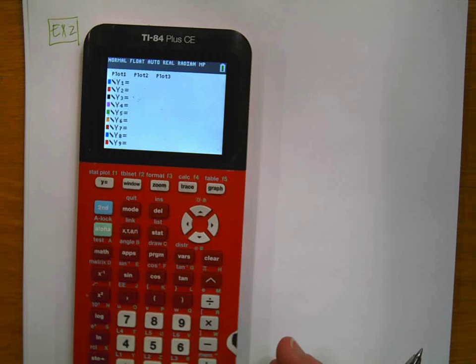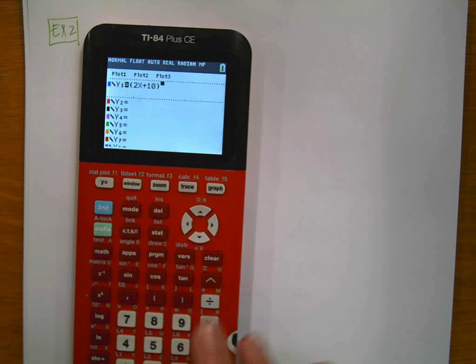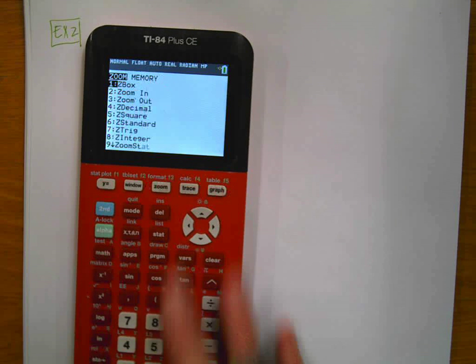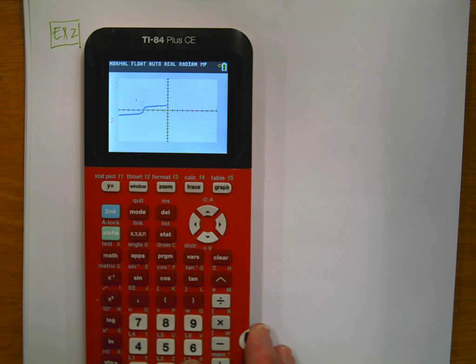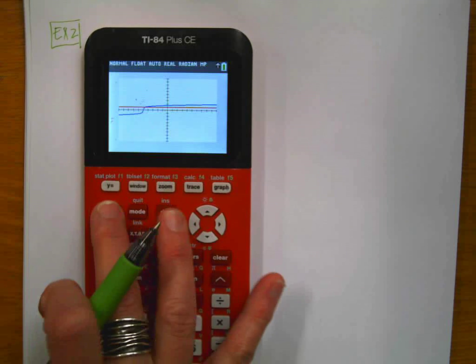So I'm going to clear what's there. So I'm going to enter (2x plus 10) raised to the 1 divided by 5, and then there's my 1. And I'm going to do a zoom 6. I had changed my zoom window for the last graph, so I always go back and put in zoom 6. Alrighty. No extra zooming required on this one. There's my point of intersection right there.